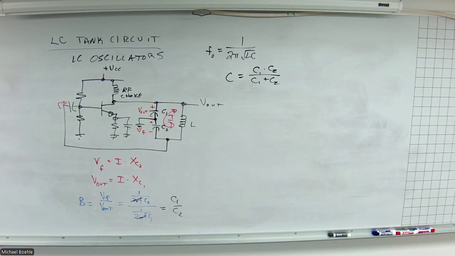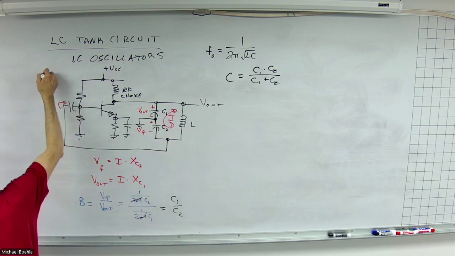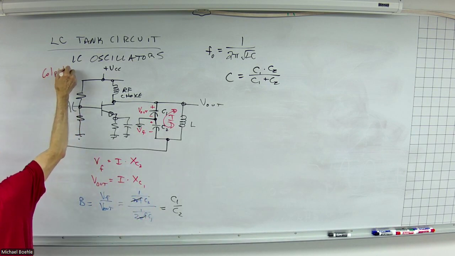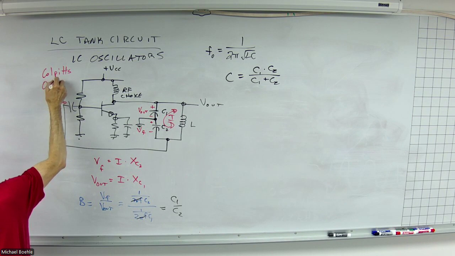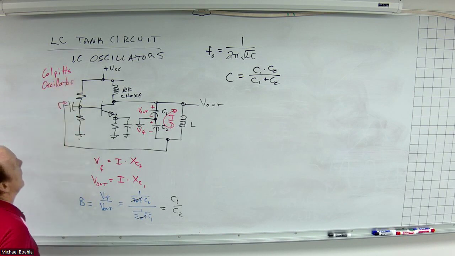Okay. So all those formulas are next to the circuit. This circuit is referred to as a Colpitts oscillator. That's the guy that designed it, figured it out.